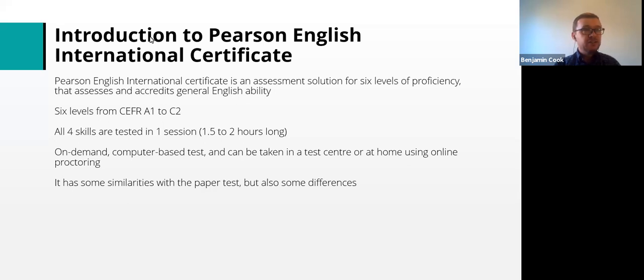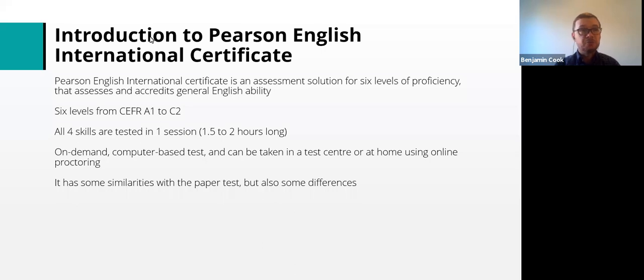All 4 skills are tested in that one test, so slightly different to the paper-based version where you do have a separate speaking session. So we test all 4 skills, reading, writing, listening, and speaking in one session as you sit at the computer, and the total test time is between 1.5 and 2 hours long, depending on which level you're taking. It's an on-demand computer-based test, so you can choose what time, what date you want to take the test, and it can be taken in a test center or at home using online proctoring.